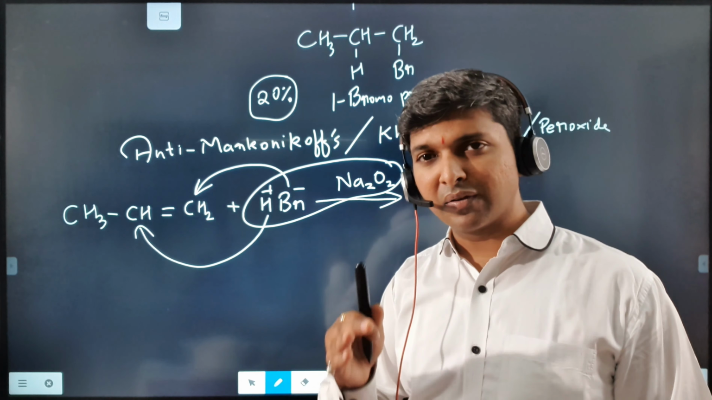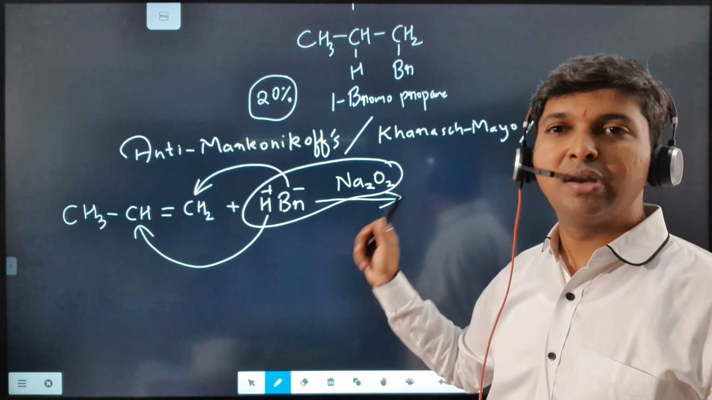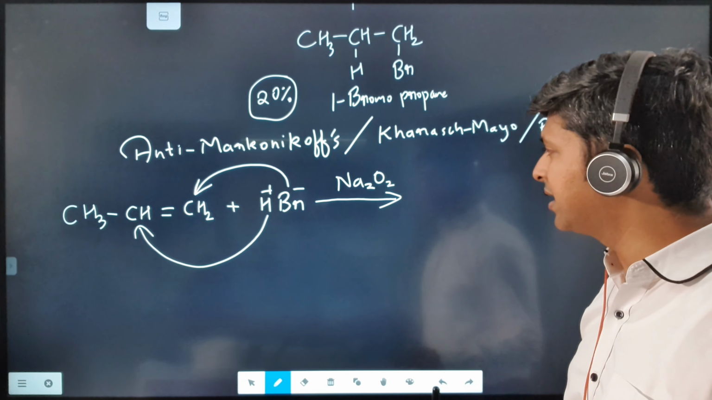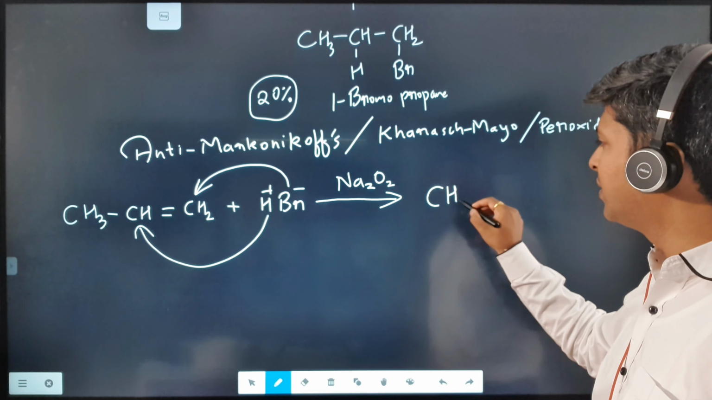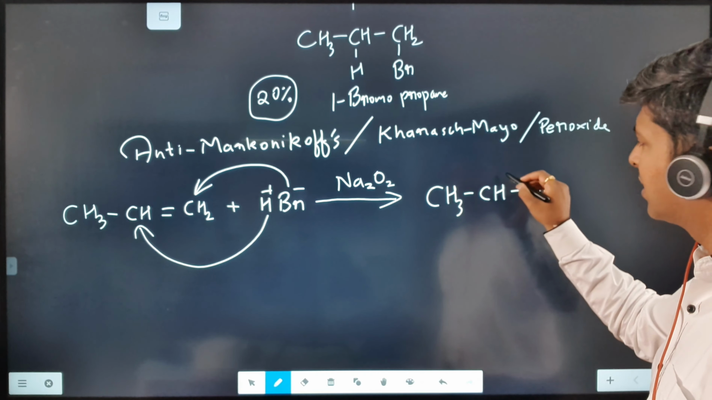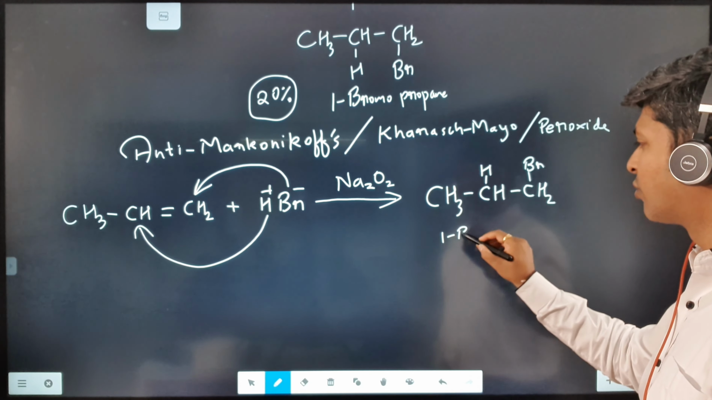To agar aapko anti-Markovnikov's rule chahiye, so you have to and have to and have to use these two in combination. Which are the two in combination? Na2O2 and HBr should be in combination. Then what do we get? We get something like CH3 CH single bond CH2, with Br attached over here and H attached over here. That is 1-bromopropane.